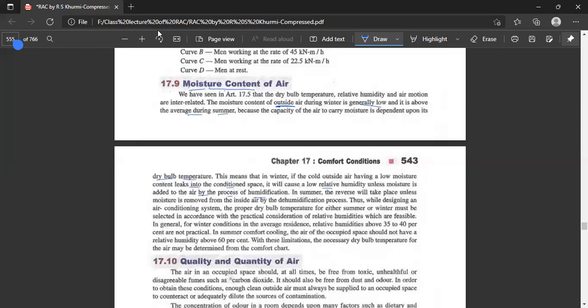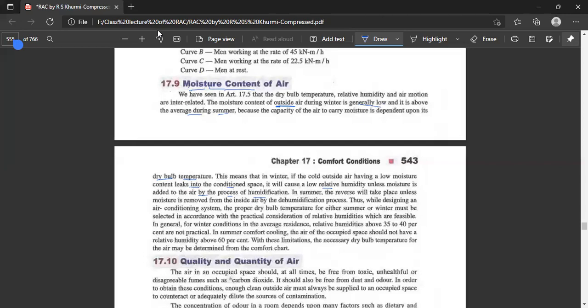Now, while designing an air conditioning system, the proper dry bulb temperature, for either summer or winter, must be selected according to the practical considerations of relative humidity which are feasible. First of all, we have to understand the maximum relative humidity, the maximum moisture content in comparison to the saturated condition, and then select the proper temperature for either summer or winter. In general, in winter in the average residence, relative humidity is about 30 to 40%, and the moisture content is around 30 to 40% of the maximum content.